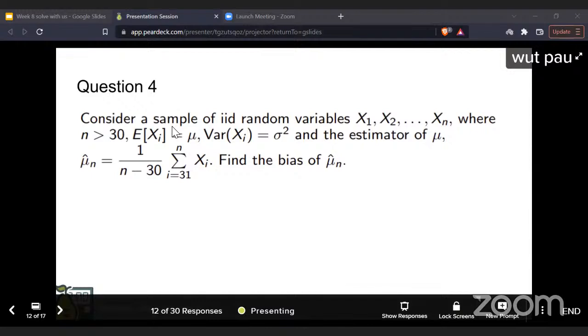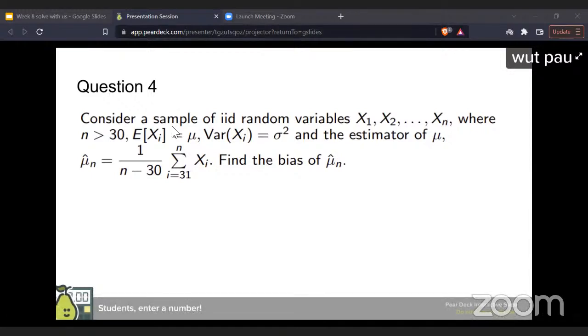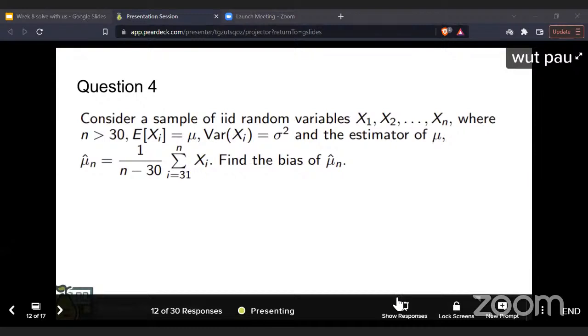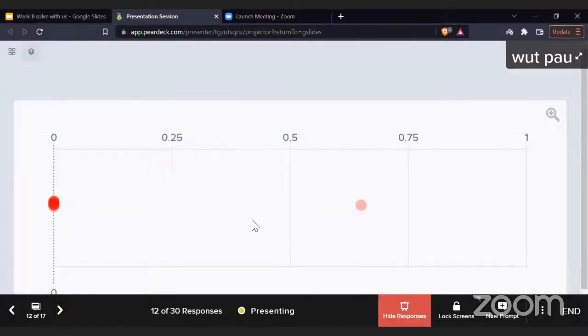Okay, so let's see the solution. You could see most of you have answered it to be 0. Okay.